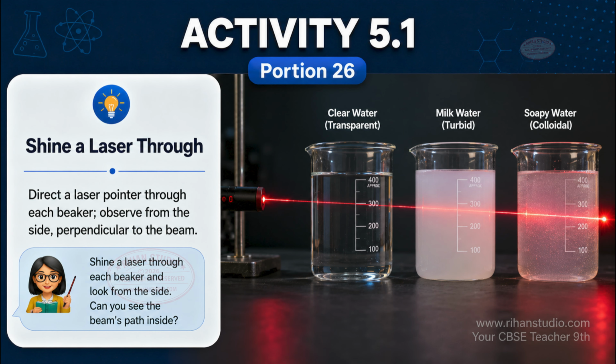Activity 5.1. Direct a laser pointer through each beaker and observe from the side, perpendicular to the beam. Shine a laser pointer through each beaker and look from the side. Watch whether you can see the beam's path inside.